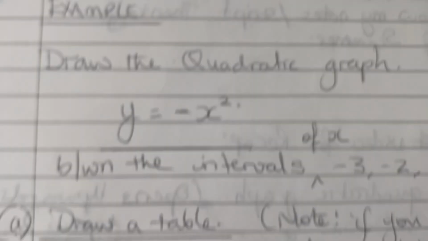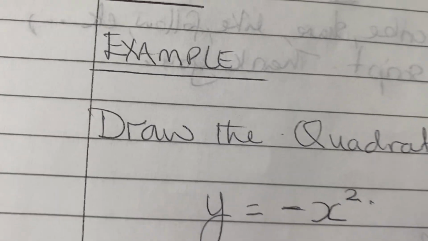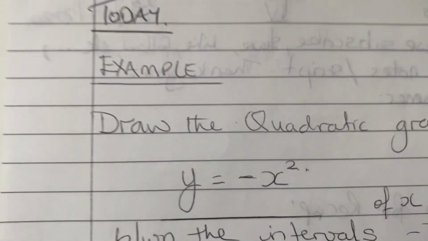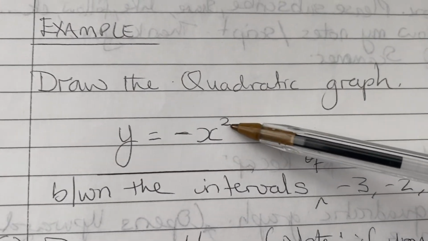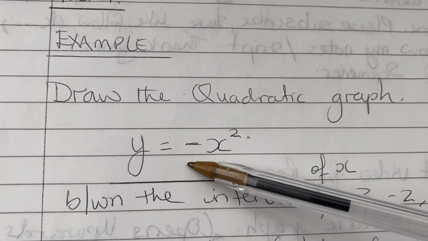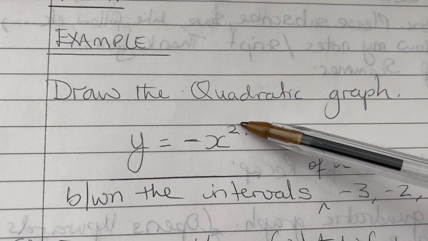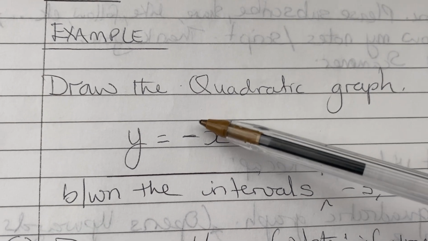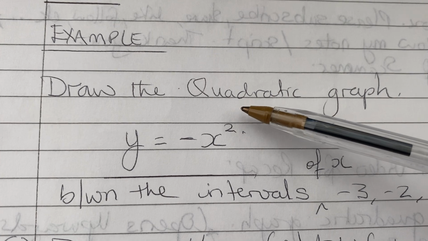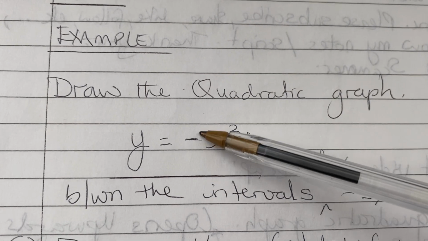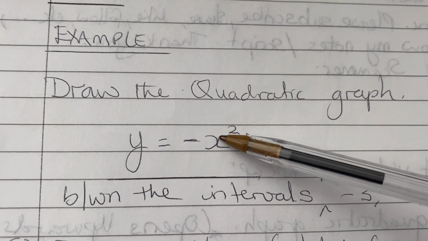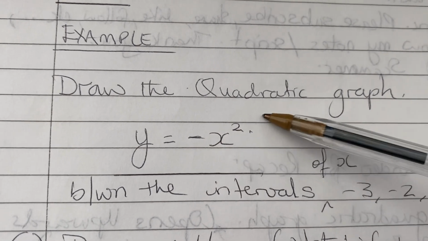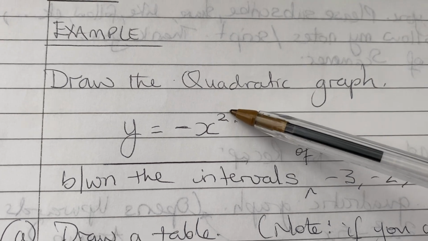Now, today we are going to look at a parabola that opens downward. Okay, now what graph did I do? We've already seen this graph, y equals x squared. And when it was x squared, it opened upward because the x squared is positive. Today it is negative. Okay, the same graph.